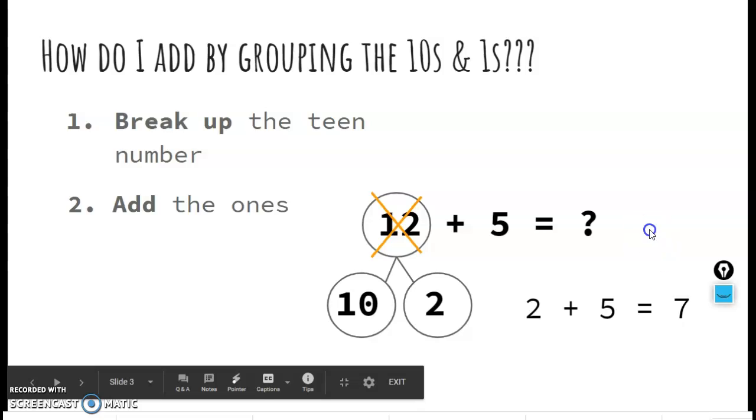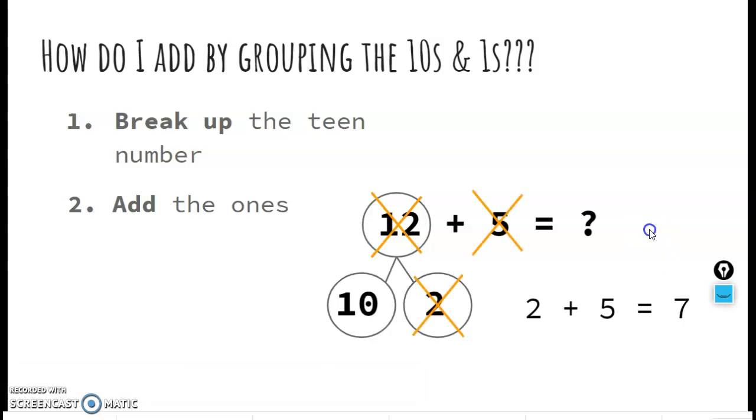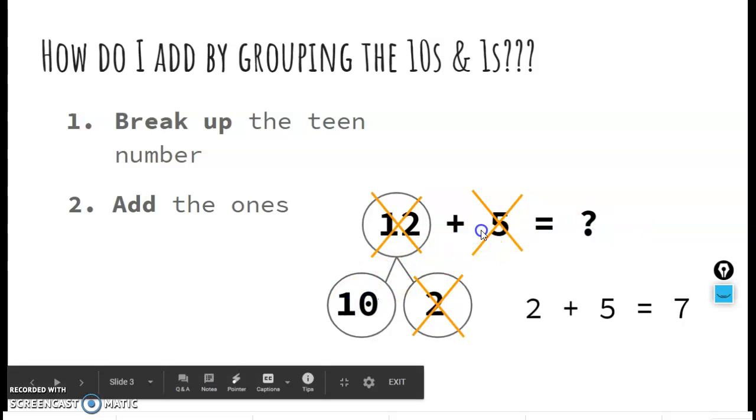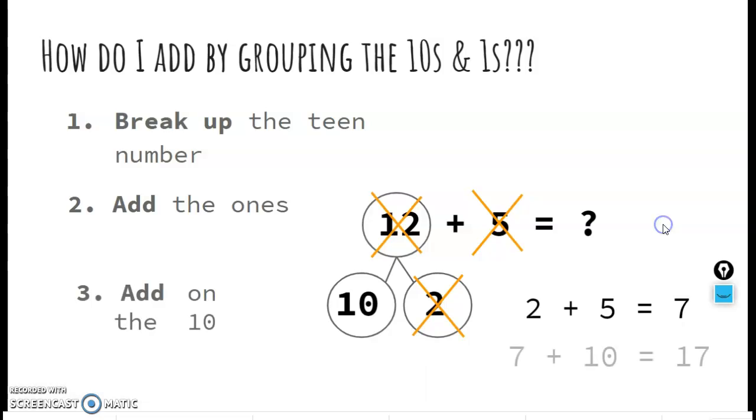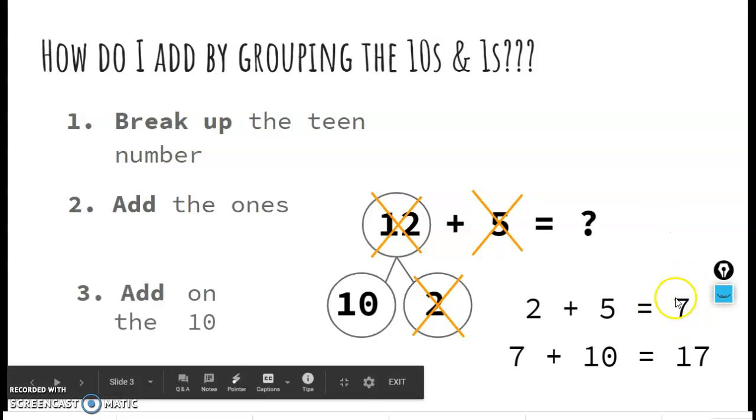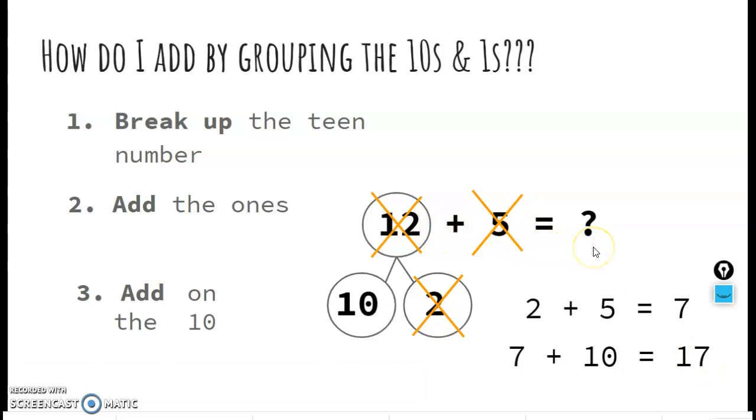Then I'm going to cross off my 2 and my 5 because I've now used them. Remember, the rule is you have to use every number one time. So I like to keep track by crossing them off. I have 1 number left here, and that is the 10. I have not used it yet. So now I'm going to take my answer from the ones, 7, and add it to the 10. Step number 3 is add on the 10. So I have 7 from my answer. 2 plus 5 equals 7. Plus the 10 that's left over equals 17. So 12 plus 5 equals 17.